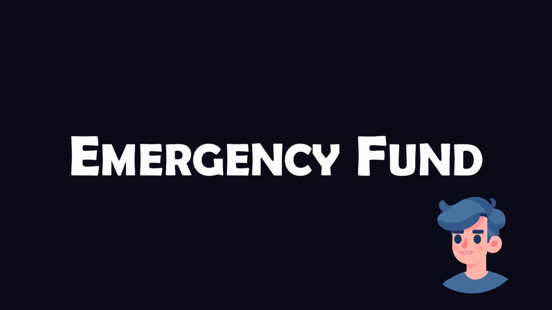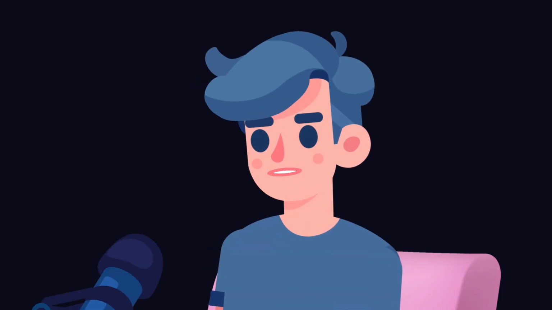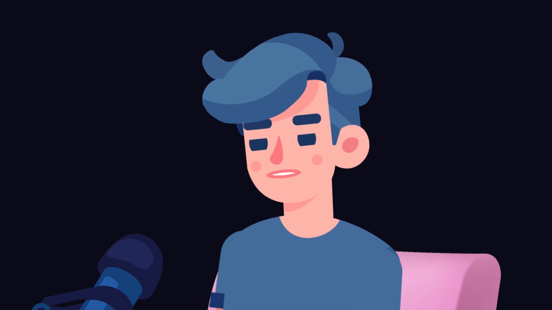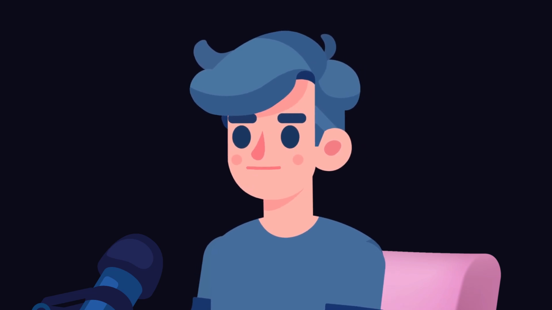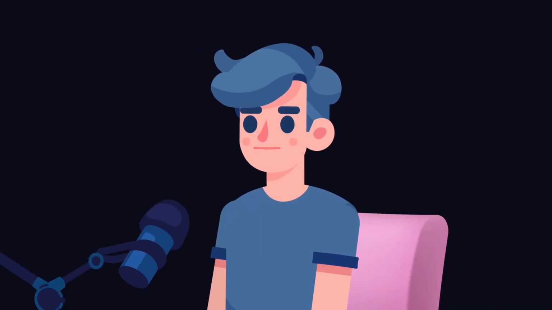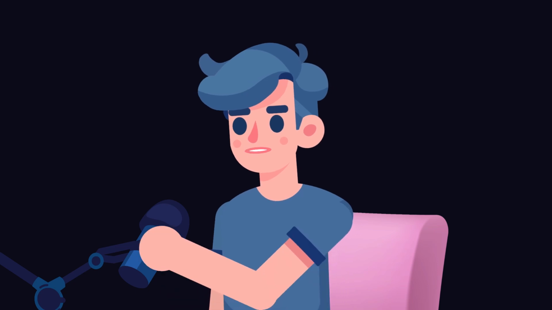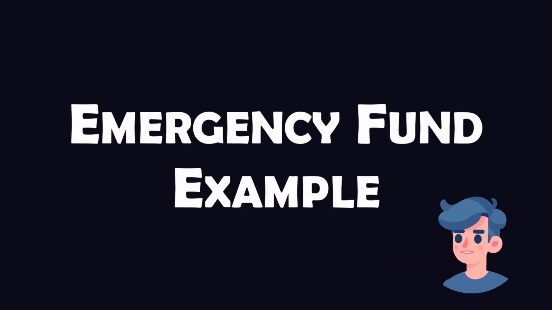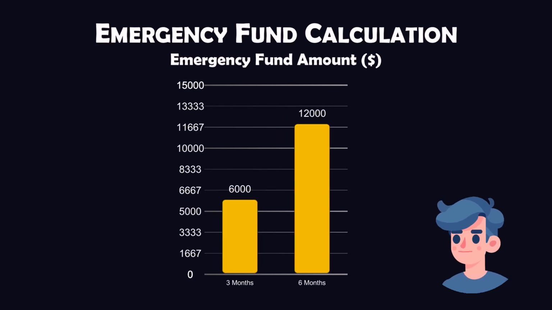Another essential concept in personal finance is the emergency fund. An emergency fund is money set aside to cover unexpected expenses, such as medical bills, car repairs, or job loss. Financial experts suggest having 3 to 6 months' worth of living expenses in your emergency fund. For instance, if your monthly expenses are $2,000, your emergency fund should ideally be between $6,000 and $12,000.